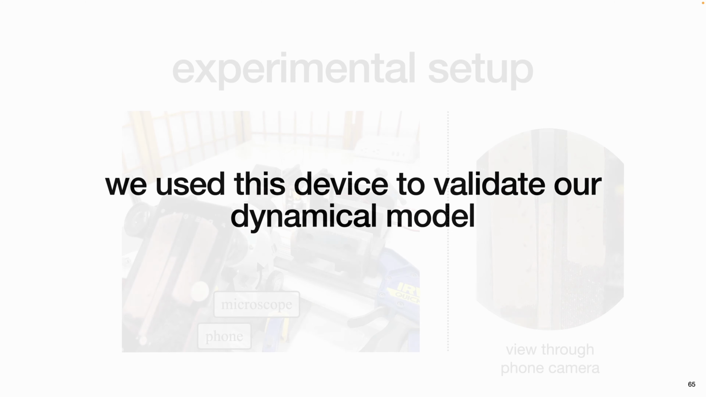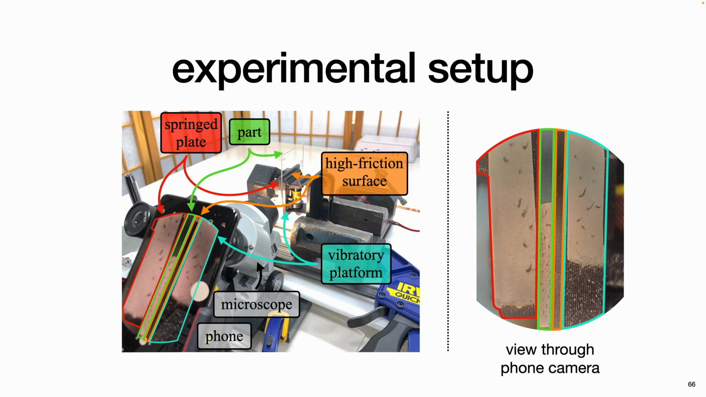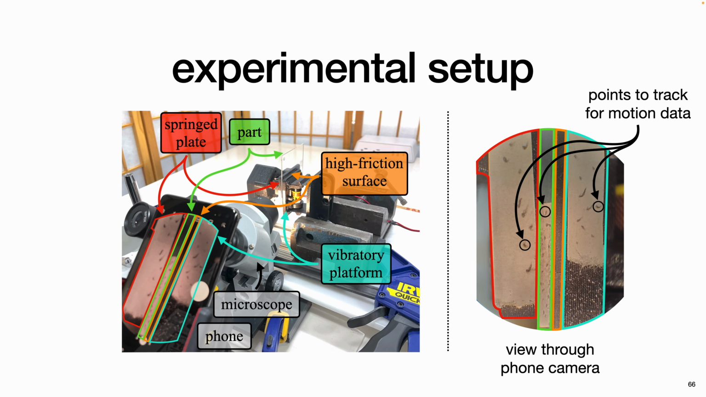The experimental setup can be seen on the left, and the view through the phone camera that is pointed through a microscope can be seen on the right. The springed plate is shown in red, the part is shown in green, the high friction surface is shown in orange, and the surface is attached rigidly to the vibratory platform shown in cyan. You can see on the right, in the view through the phone camera, that there are several pencil marks on the three moving parts, the springed plate, the part, and the vibratory platform. We used the motion data from tracking these points in order to validate our dynamical model.